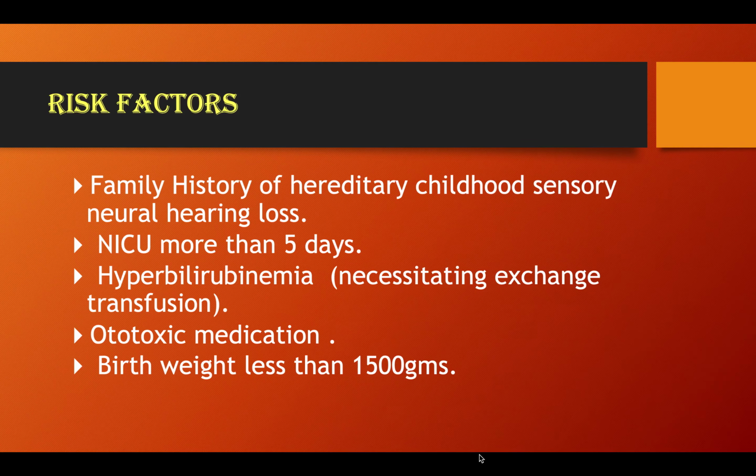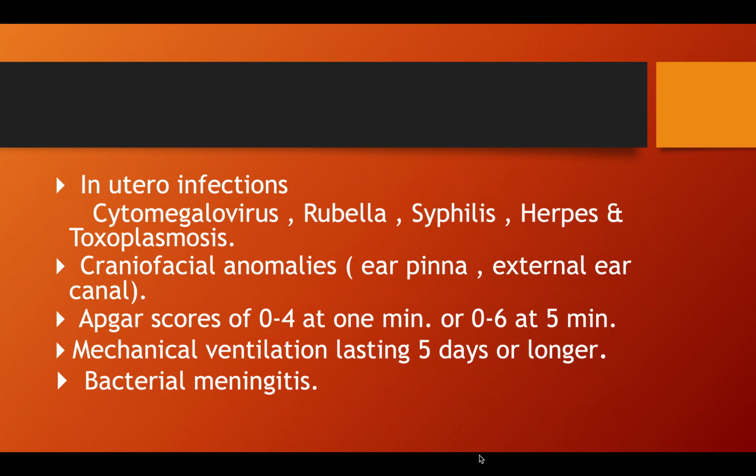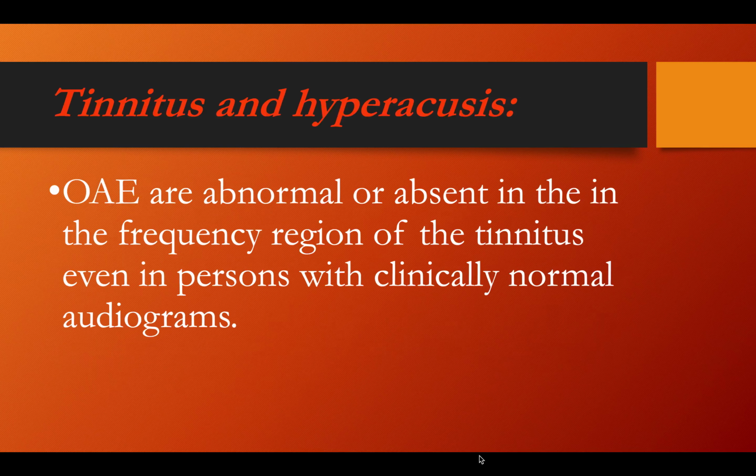What about the risk factors in neonates? Family history of sensorineural hearing loss, neonatal intensive care unit stay of more than 5 days, hyperbilirubinemia, ototoxic medications, and very low birth weight, less than 1.5 kilograms. In utero infection like thrush infection, craniofacial abnormalities, very low Apgar score, mechanical ventilation, and bacterial meningitis.